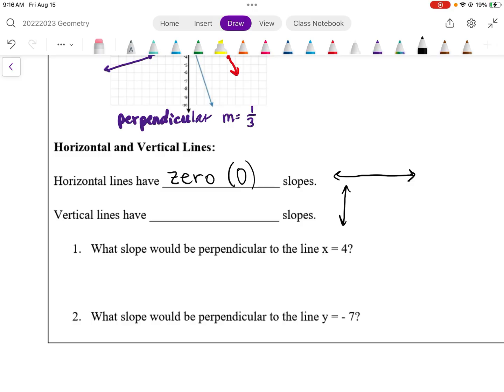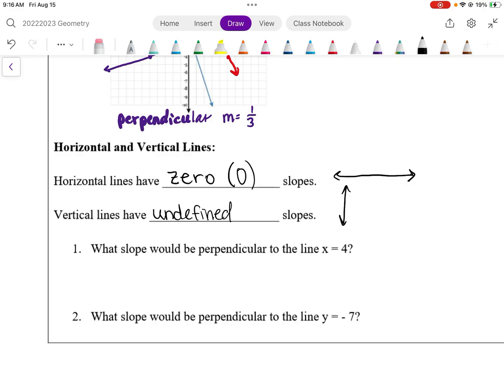Now, vertical lines, think about my treadmill again. Can I walk up a treadmill that's straight up and down? No, that is way too steep. The steepness for that, we don't even have a number for it. It's undefined. So obviously you guys can put 2 and 2 together. Horizontal and vertical lines, if you made them intersect, they should intersect at 90 degrees.